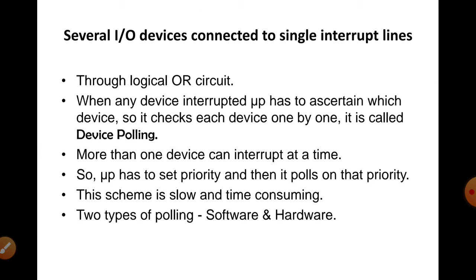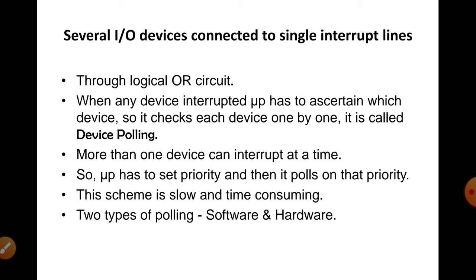When several input output devices are connected to a particular line, of course, there will be some logic circuit, that is an OR circuit, through which it will be connected. So, if there is a single line on which many devices are connected, and if any one of the devices has interrupted, the microprocessor has to keep on checking which out of the many devices connected to that particular line has interrupted.